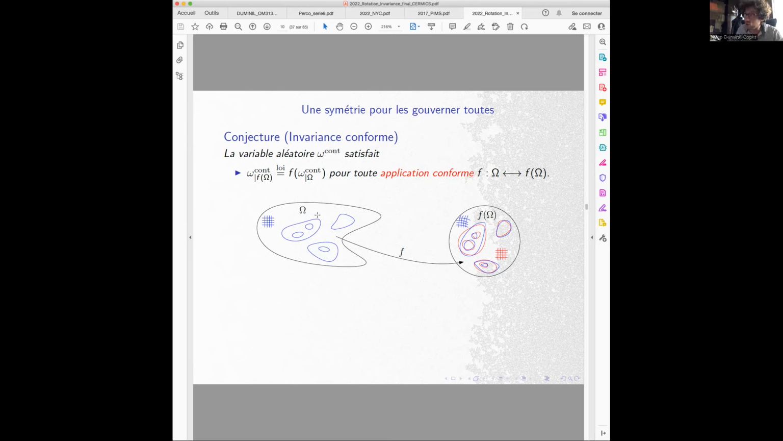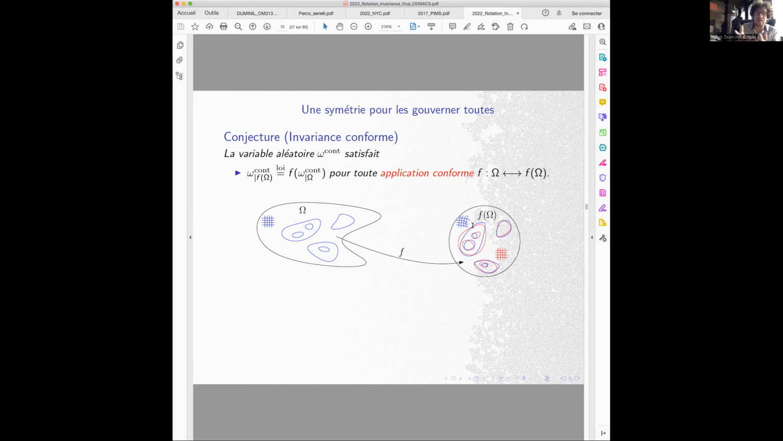But what you can also do is take the family you end up with on the left and use a conformal map to conformally map it to the new place. And what conformal invariance means is that the two objects have the same law. As random objects, they are the same. This is clear when you use rotation invariance, scale invariance, and translation invariance. But here we mean that this is true whatever the conformal map.